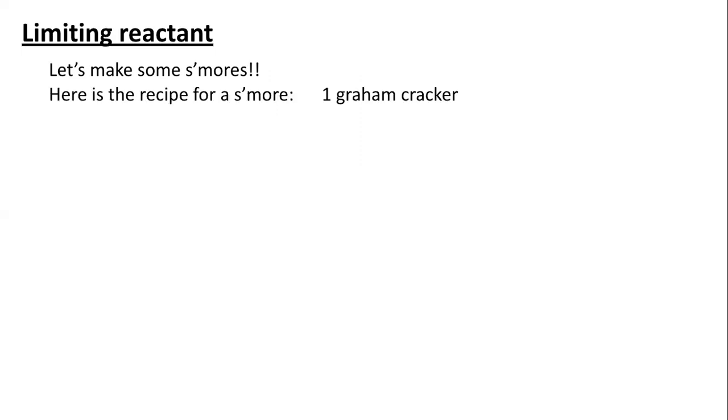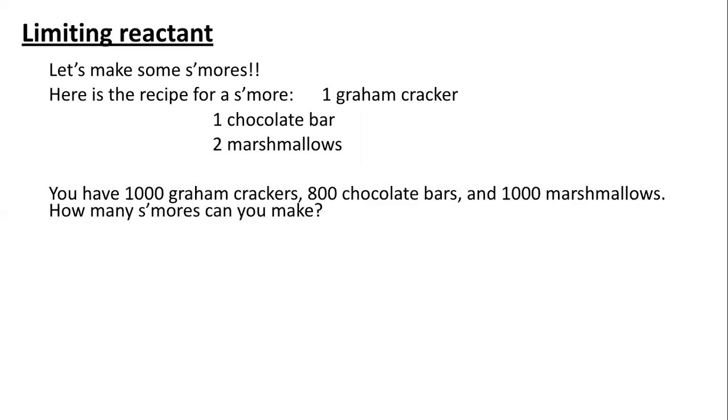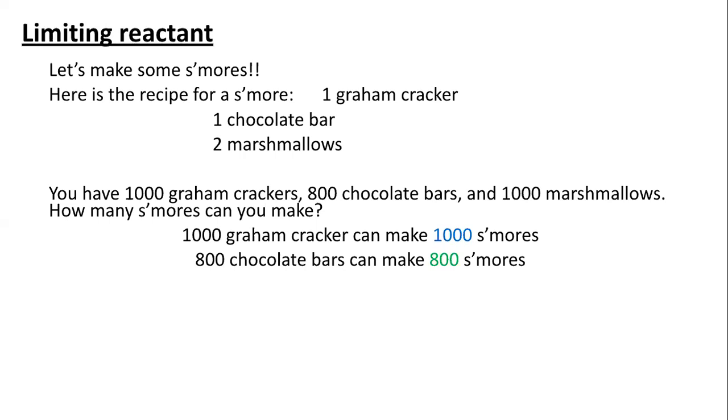Here is the recipe for a s'more. We need 1 graham cracker, 1 chocolate bar, 2 marshmallows. If you have 1,000 graham crackers, 800 chocolate bars, and 1,000 marshmallows, how many s'mores can you make? So if we have 1,000 graham crackers, we could make, in theory, 1,000 s'mores. If we have 800 chocolate bars, we can make 800 s'mores. If we have 1,000 marshmallows, we can make 500 s'mores. And that's because for each s'more, we need 2 marshmallows and we have 1,000. So 1,000 divided by 2 is 500.